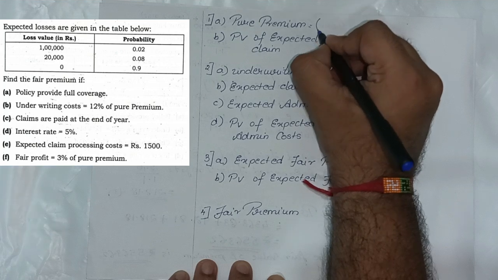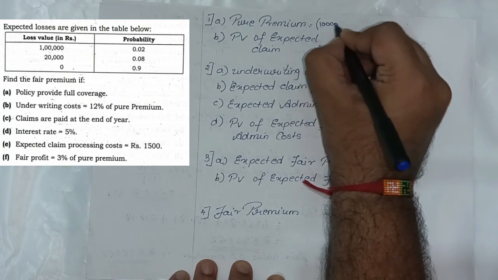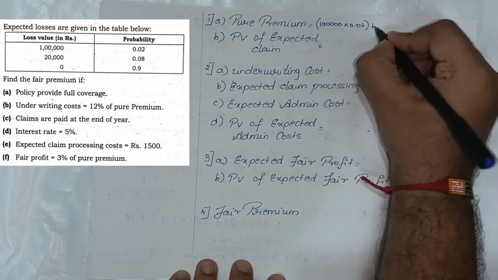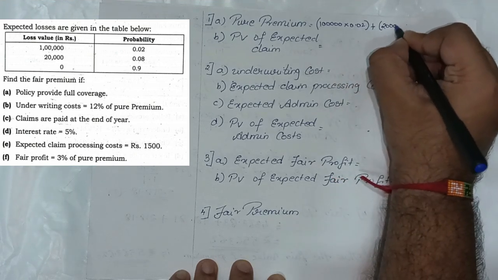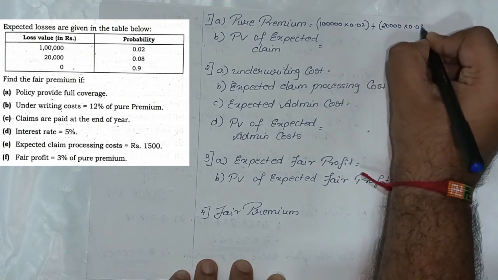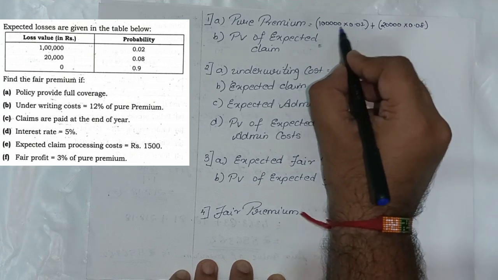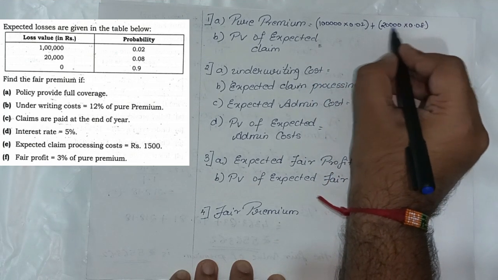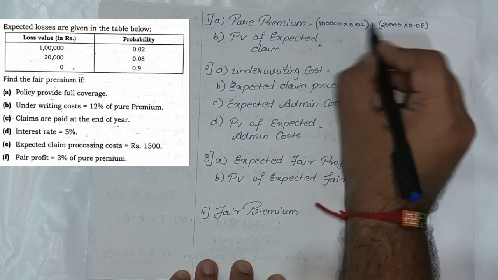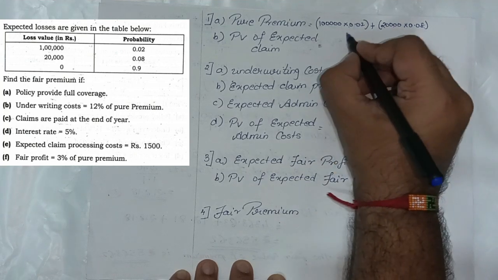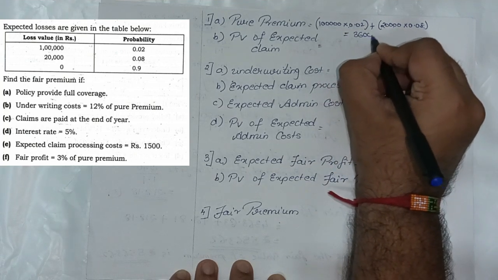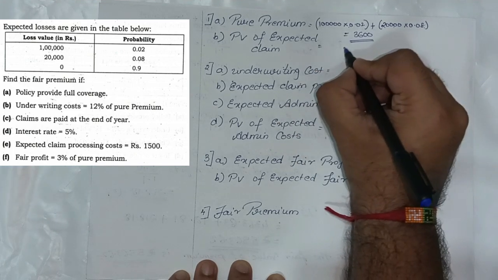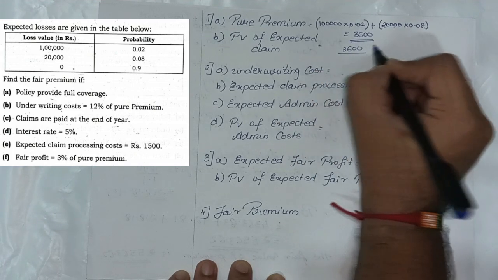So we start. First loss is 1 lakh into the probability 0.02 plus the second loss, which is 20,000, into 0.08. So 1 lakh into 0.02 is 2,000 plus 20,000 into 0.08 is 1,600. So 2,000 plus 1,600 is equal to 3,600. So PV of expected claim will be 3,600 divided by 1 plus interest.